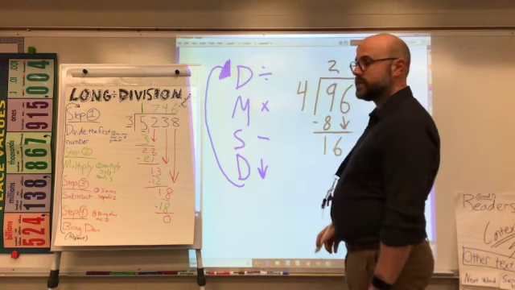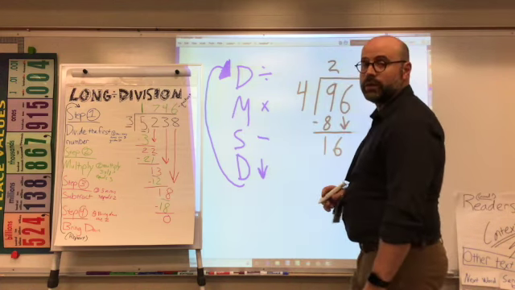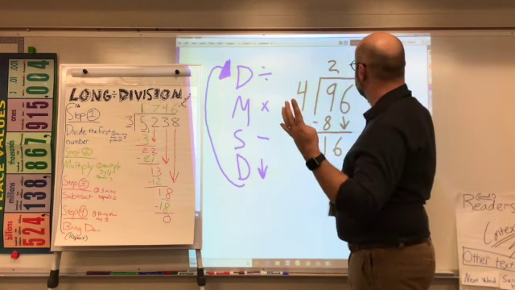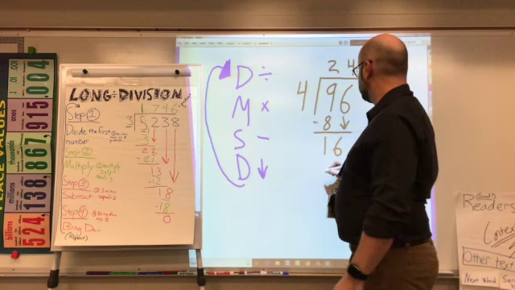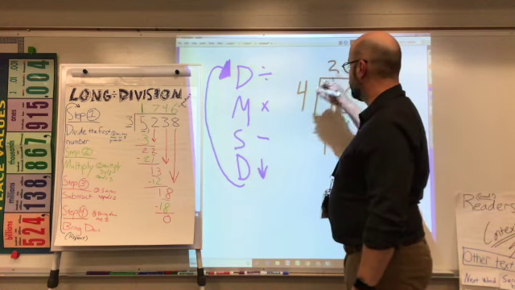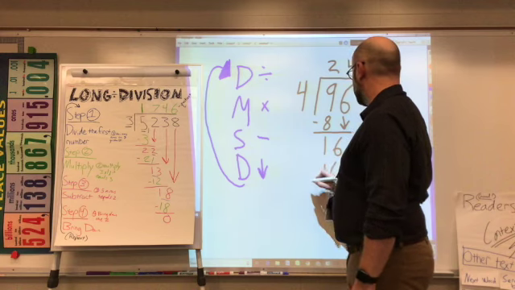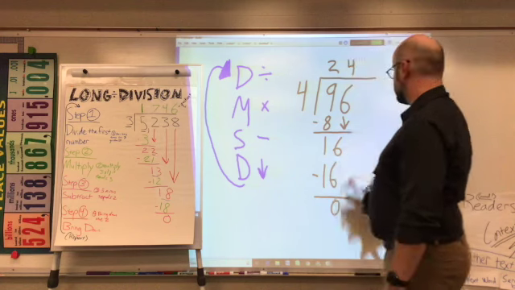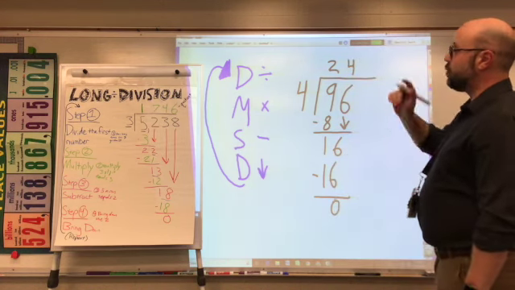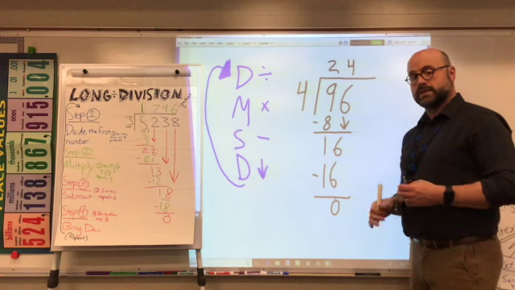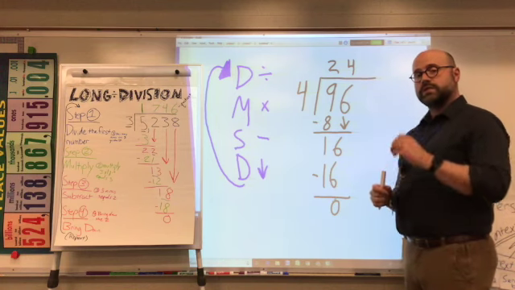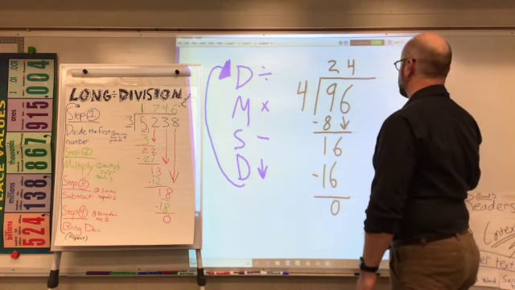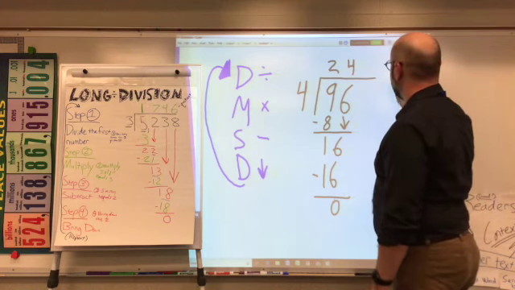Repeat the process. How many times is 4 going into 16? 4, 8, 12, 16. 4 up there, divide that, multiply. 4 times 4 is 16. Subtract. 16 minus 16 is 0. There are no more numbers to drop. There's no remainder, so our quotient, remember quotient is the answer to a division problem. Our quotient is 24, our remainder is 0.